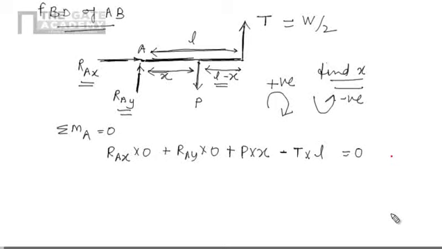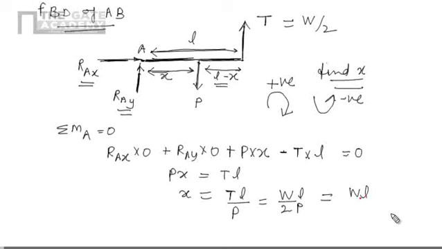This equals 0. So by this equation we can write Px equals TL. So x equals T into L by P, and we know the value of T in terms of W is W by 2, so x equals WL by 2P. So by only one equation we can find the value of x.